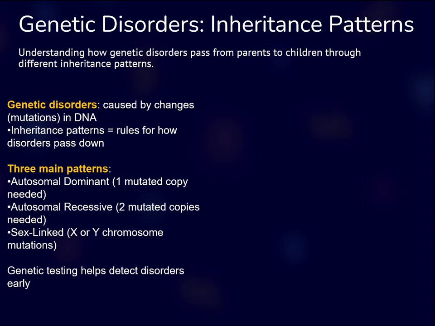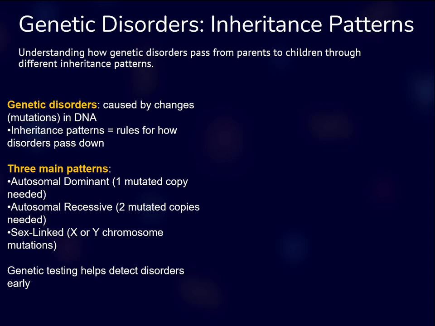We'll focus on three major categories of inherited disorders today. They are autosomal dominant disorders, autosomal recessive disorders, and sex-linked disorders. As we go through these, think about this big question: how does a single change in our DNA lead to such dramatic effects in our bodies?